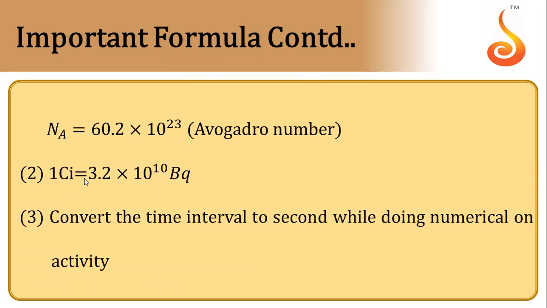1 Curie equals, we have derived a relation between Curie and Becquerel. So 1 Curie is 3.7 into 10 raised to power 10 Becquerel. And whenever you are doing calculations, you have to take time in SI unit, that is second, to do the calculations.